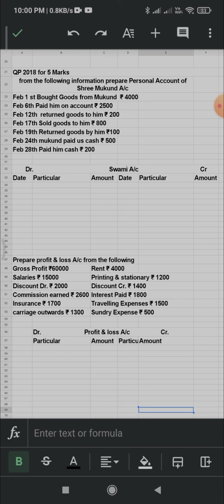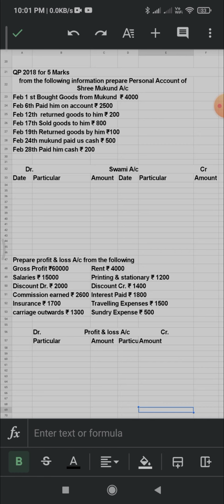February 1st, bought goods from Mukund, rupees 4,000. Here we bought goods from Mukund. What is the entry? Bought is nothing but purchase, and purchase is an expense. Mukund comes under personal account. Is Mukund the giver or the receiver? Here Mukund is the giver. So the journal entry is purchase account debit, Mukund account credit.